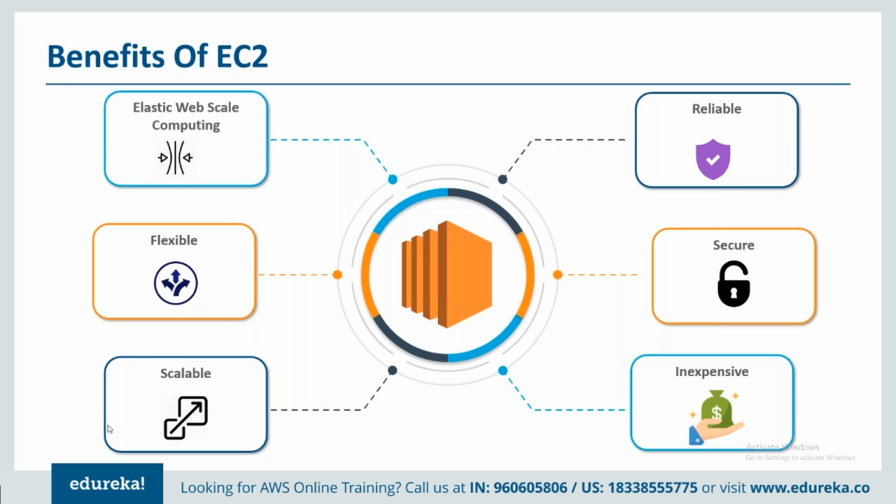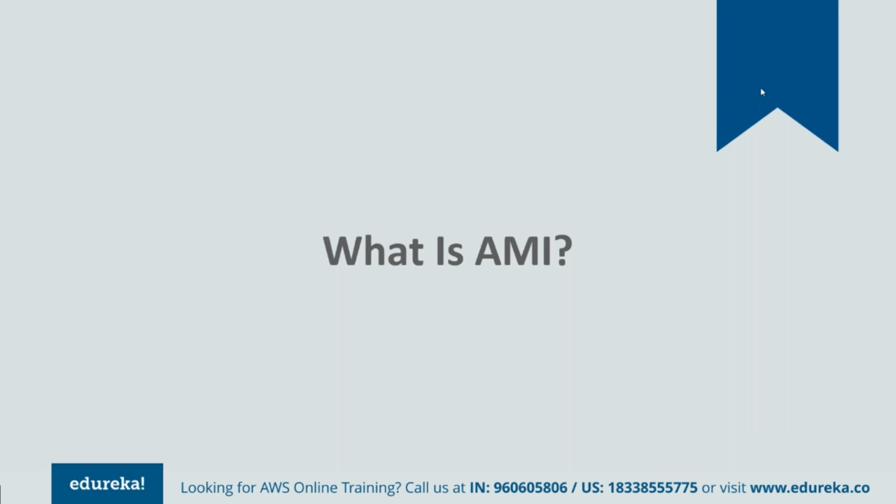Suppose if you want to increase the capacity here, if you want to add more number of servers, then that is done easily as compared to on-premise. Now, next we have AMI. AMI is simply Amazon Machine Image.